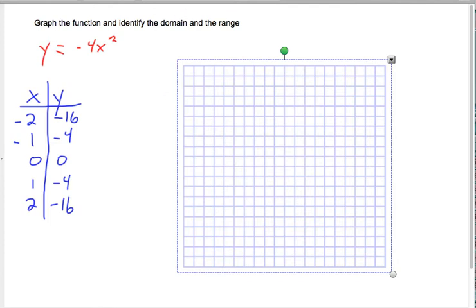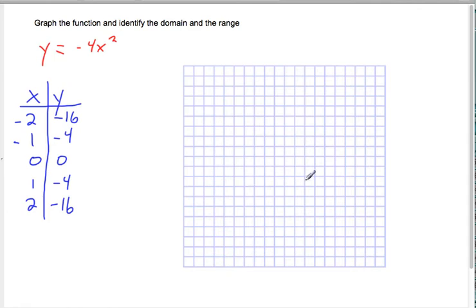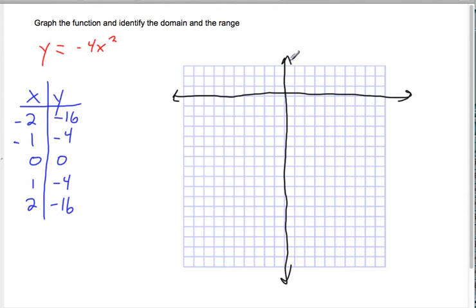Notice I haven't shown an XY axis yet. The reason for that is because I want to see where my y values end up to decide where I should put the axis. So I'm just going to put it up high because I know that my y values are all pretty negative there. I'm just going to make it like that. It's not perfect, but you get the idea.